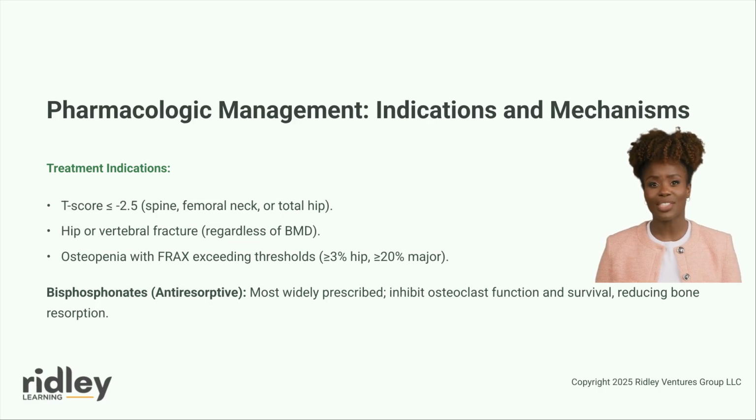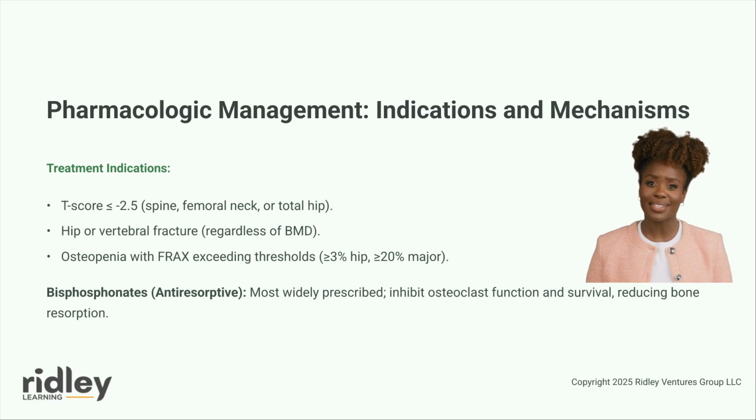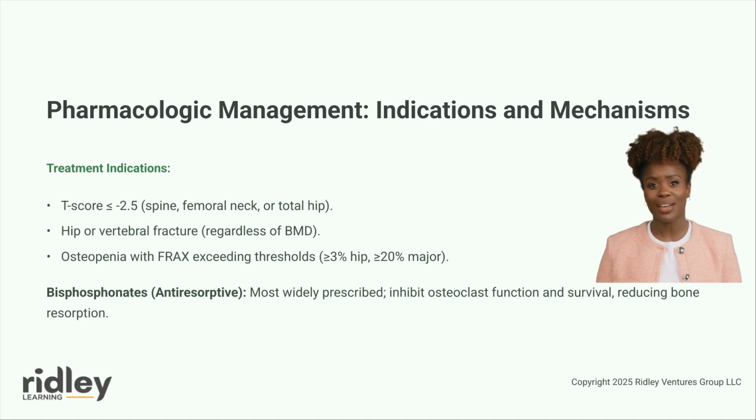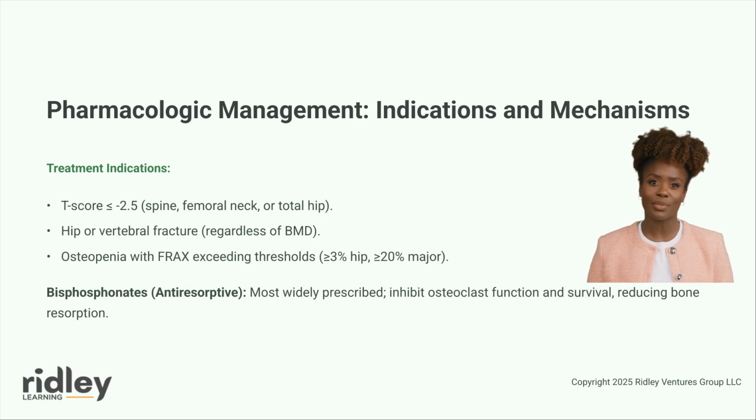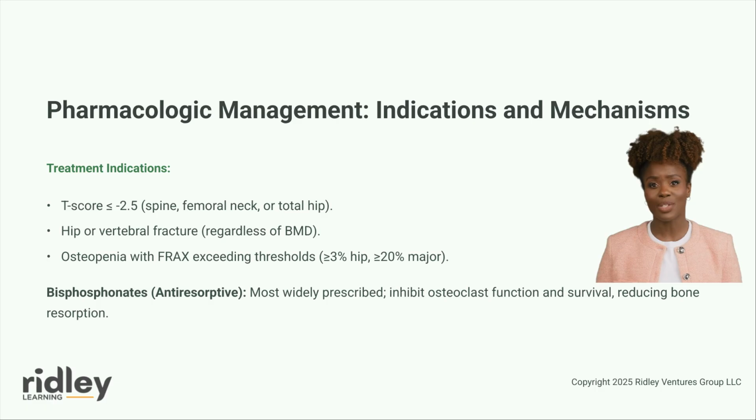Pharmacologic treatment is indicated for patients with osteoporosis defined by T-score at or below -2.5 at the lumbar spine, femoral neck, or total hip. It is also indicated for patients with hip or vertebral fracture, regardless of BMD measurement results. Treatment is additionally recommended for patients with osteopenia, meaning T-scores between -1.0 and -2.5, when fracture risk assessment using FRAX indicates 10-year probability of major osteoporotic fracture at or above 20%, or hip fracture probability at or above 3%.